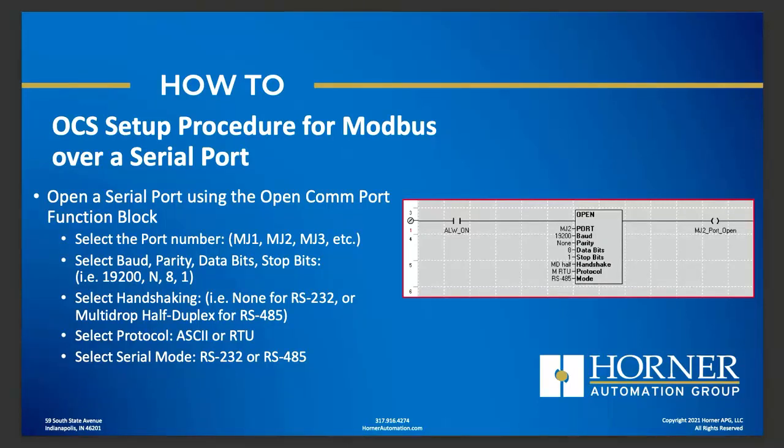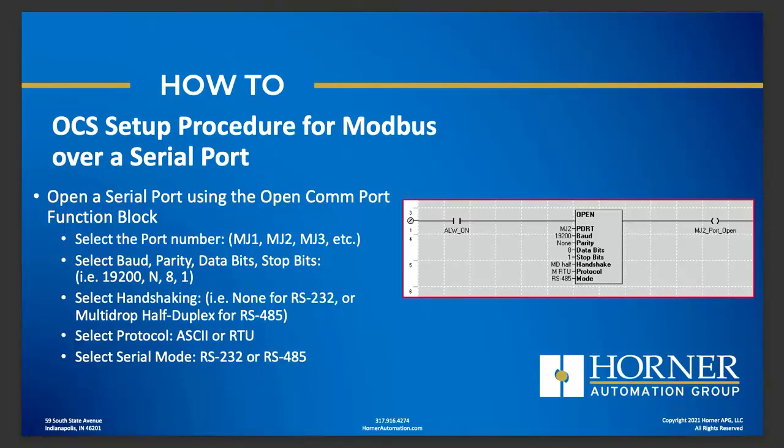The reason that's important is because even though the MJ1 and MJ2 ports are fixed at either 232 or 485 respectively, for products like the XL7 and the EXL10 that have an MJ3 port, the same port can be configured between 232 and 485. So that setting needs to be made. So that's an open port function block that is required if you're using Modbus over a serial port as a slave.